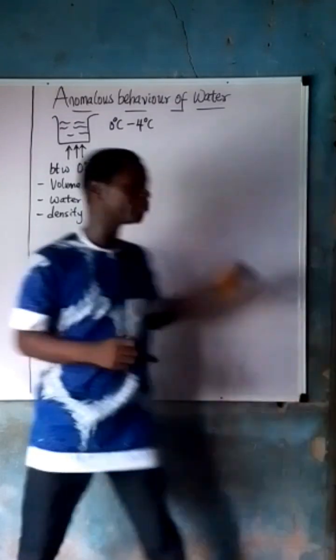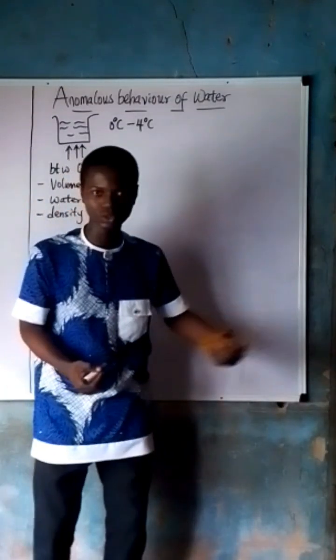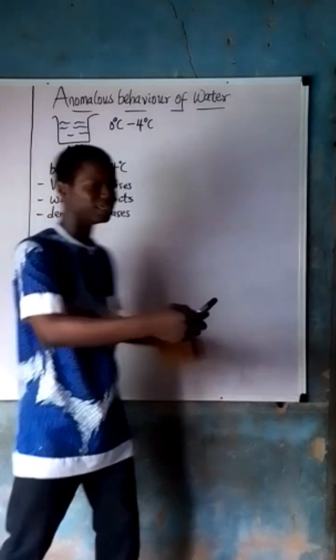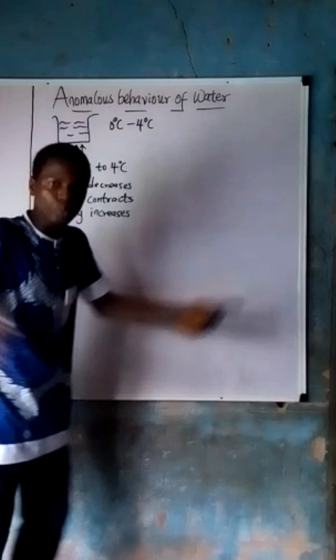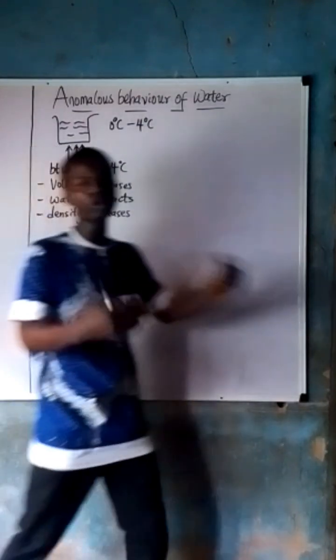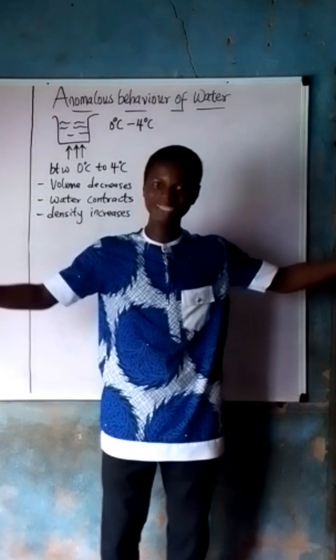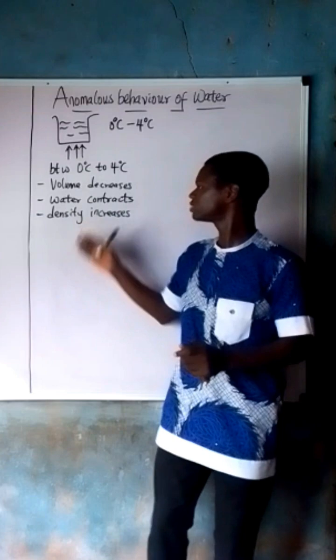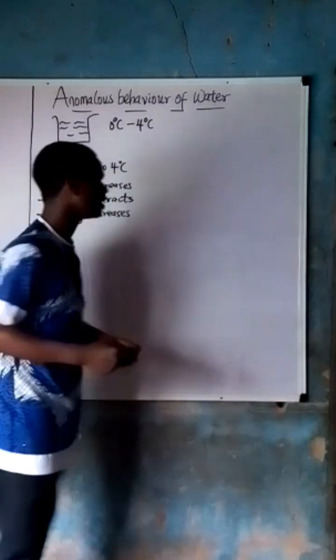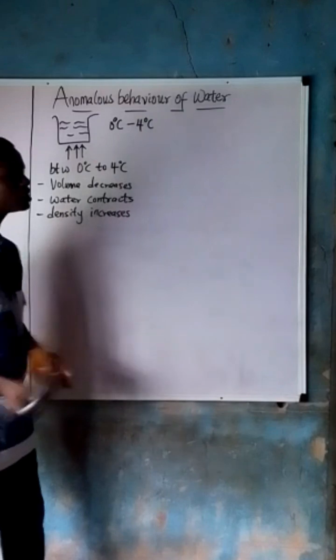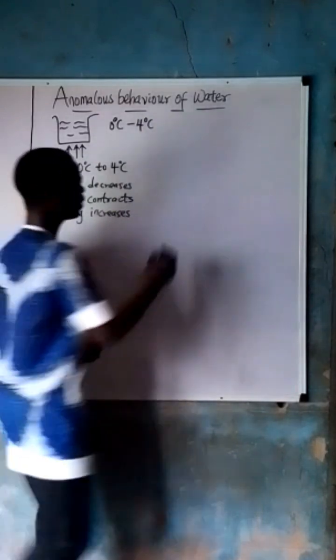So take note that between 0 and 4 degrees Celsius, water behaves anomalously. As heat is applied, instead of water volume increasing, the volume will decrease. Instead of the volume of water expanding, it tends to contract. Instead of density reducing, it tends to increase. I hope that is clear. And there are graphs that apply to this anomalous behavior of water. Okay? Now this is it.